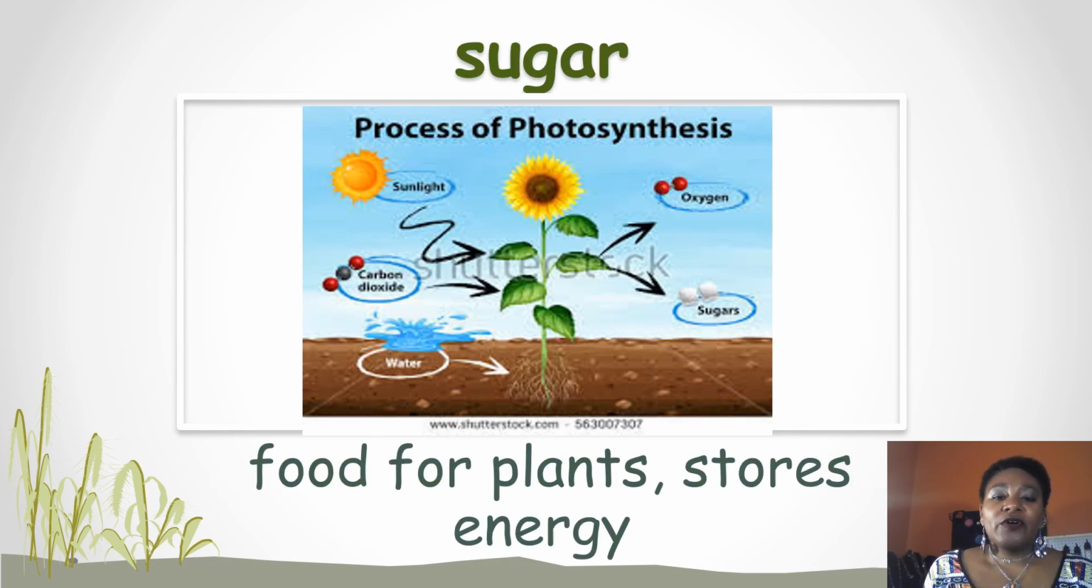Sugar. Food for plants stores energy. So sugar is the food that plants use in the photosynthesis process, and it also stores energy. If you look at the picture, you'll see where the sugars are located and where they come into the plant in order to give it the energy it needs for photosynthesis.